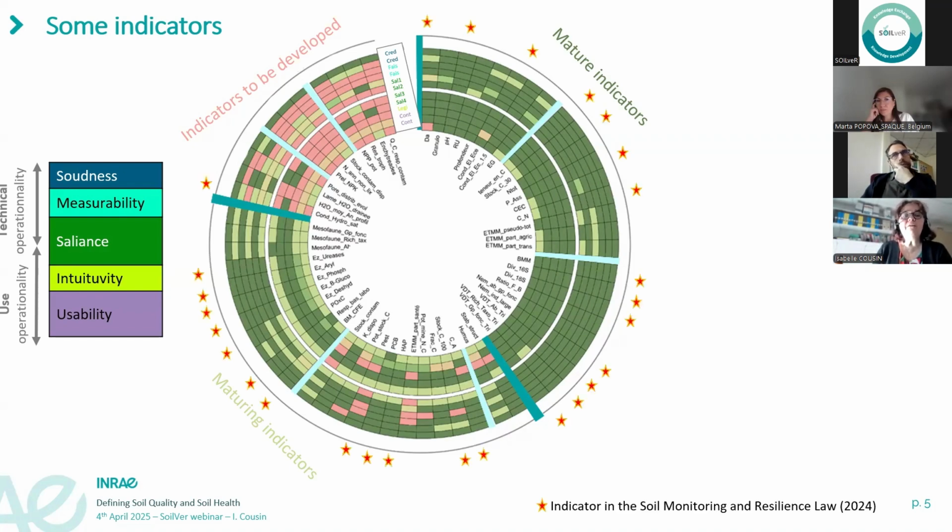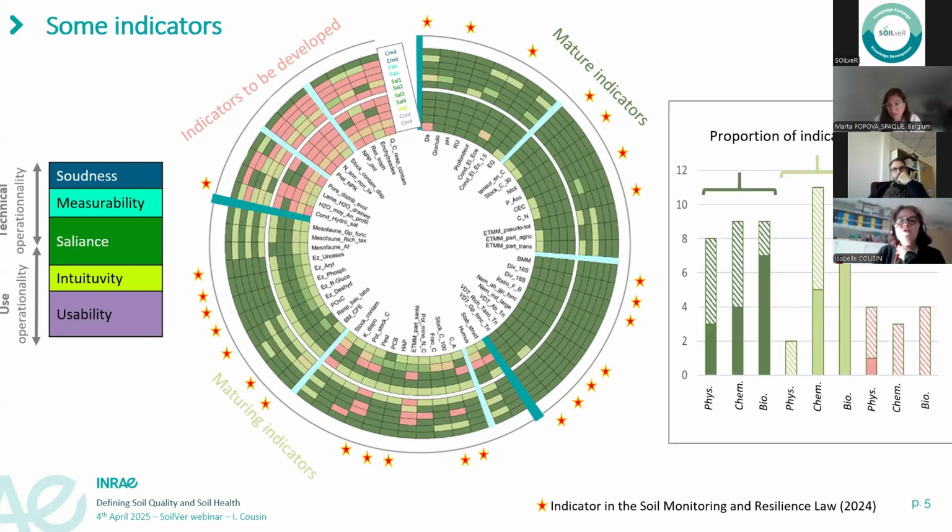So if we have a look at the indicators in the soil monitoring and resilience law in the last version from 2024, you'll see that, yes, you have lots of mature indicators that can already be used. There are some indicators that still have to be specified, and you also have one indicator that we have classified as an indicator to be developed. And if we look at the proportion of these indicators related to the physical, chemical, biological, you see that, perhaps surprisingly, lots of the biological indicators are already mature.